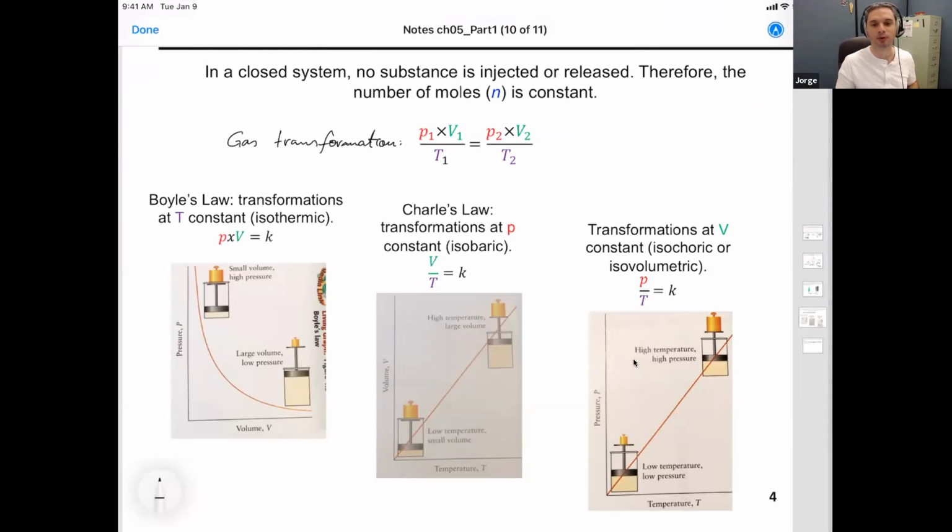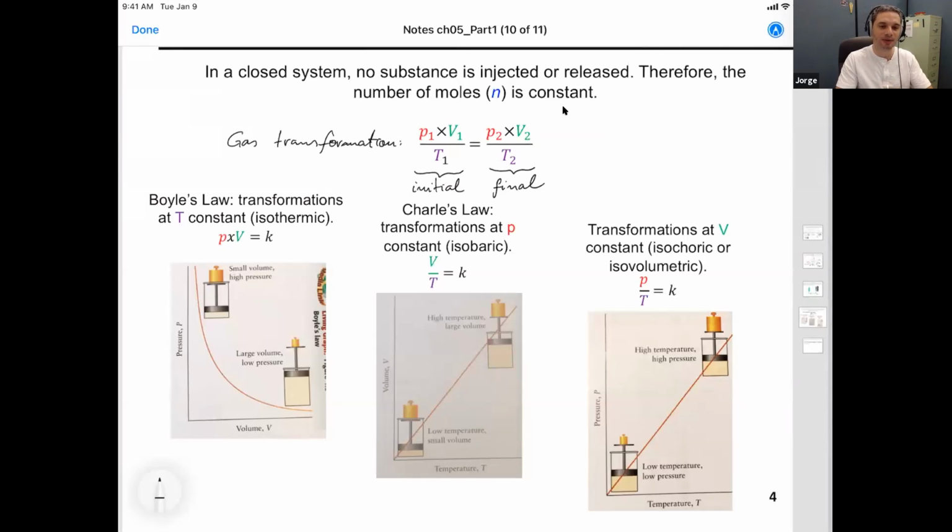and for any gas transformation, we can use this correlation that pressure times volume divided by temperature, and here I'm going to call the initial state, has to be equals to the pressure times volume over temperature for the final state. Okay. Every time we have a closed system, this relationship has to be satisfied. PVT of the initial system equals to PVT of the final system.